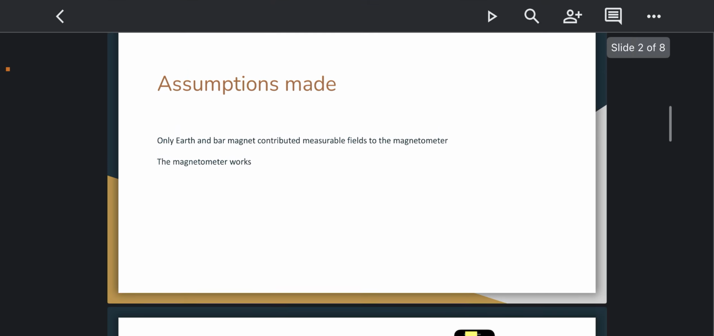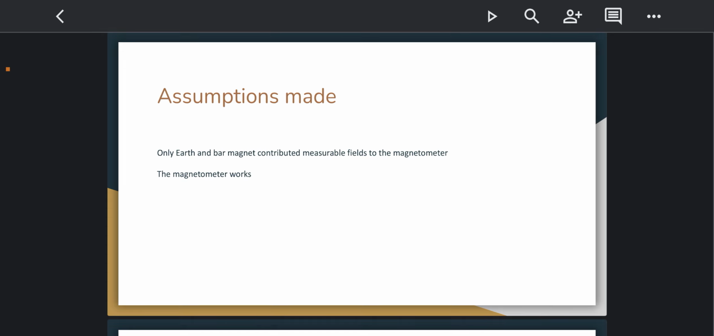Some assumptions going into this lab are that only the Earth and the bar magnet are contributing measurable fields to the magnetometer. We're also assuming that the magnetometer works, which I wasn't entirely sure it does.